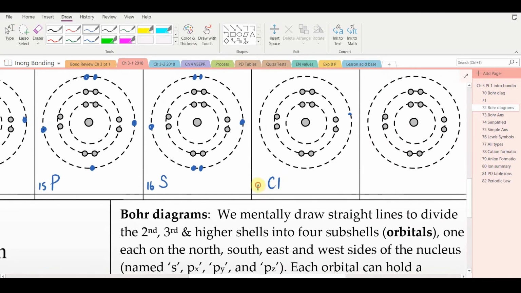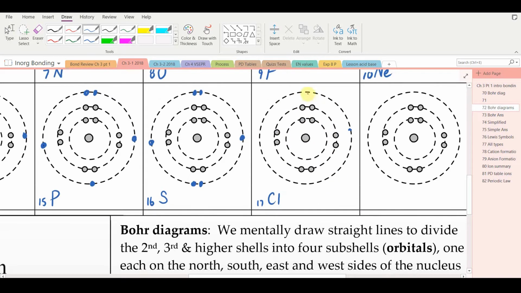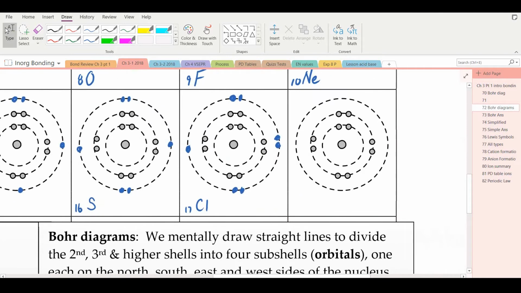Element number 17 is chlorine. 2 electrons plus 8 is 10, then 7 more. 1, 2, 3, 4, 5, 6, and 7. 1 electron short of a full valence shell, or a full octet.